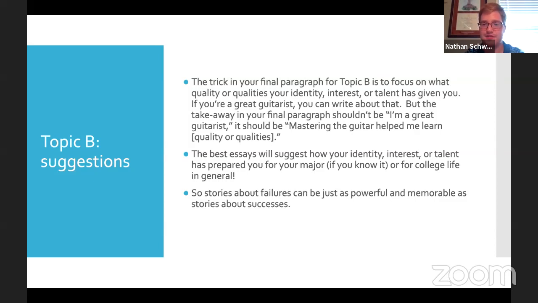Or maybe your talent as a great musician has taught you a lot. I'm a great guitarist, and mastering the guitar has helped me learn these qualities, such as, again, perseverance, the importance of practicing, etc. Those are just some examples. The best essay will show that your identity, interest, or talent has prepared you for your major or for college life in general.